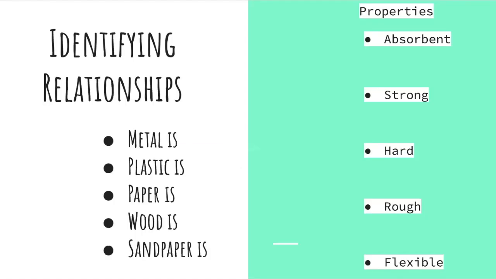Let's identify the relationships between these materials over here and these properties over here. So we'll draw lines. All right, it says metal is. Which one of these properties would you say relates to metal? Is it absorbent, strong, hard, rough, or flexible? Metal is strong. Next one, plastic is. How would you relate plastic to a property? Would you say that it's absorbent, hard, rough, or flexible?